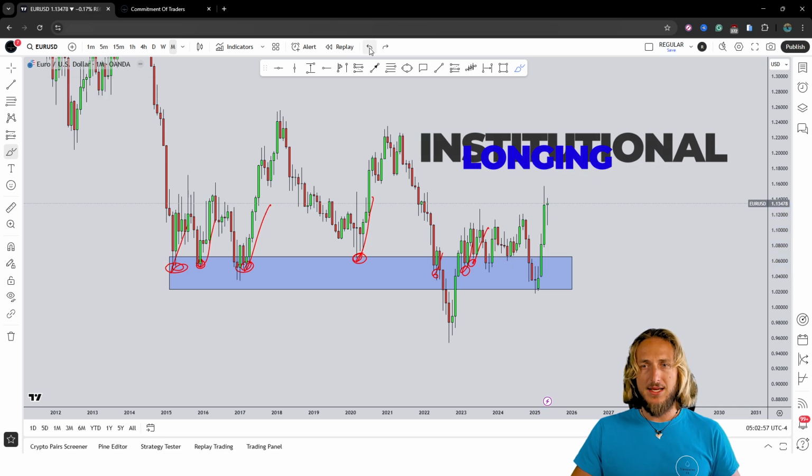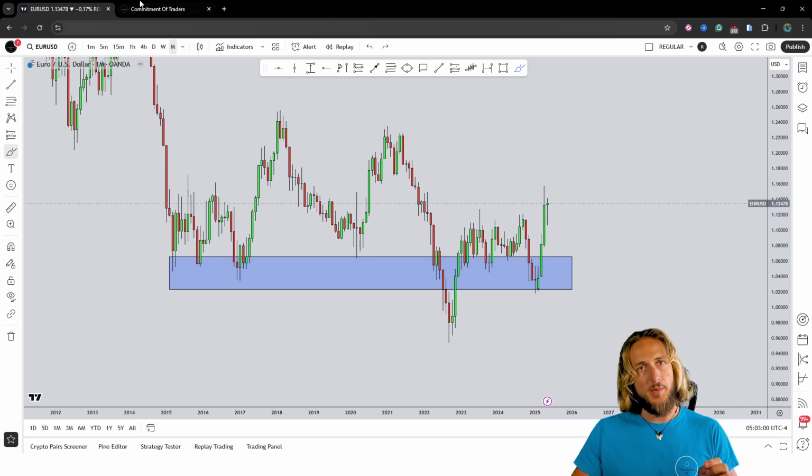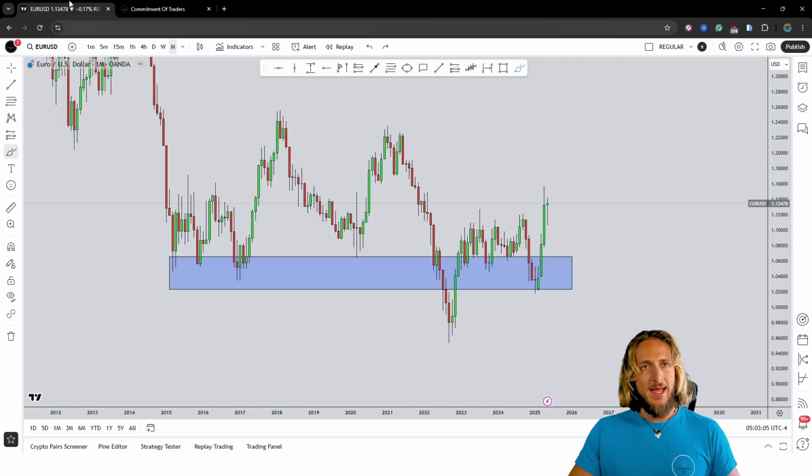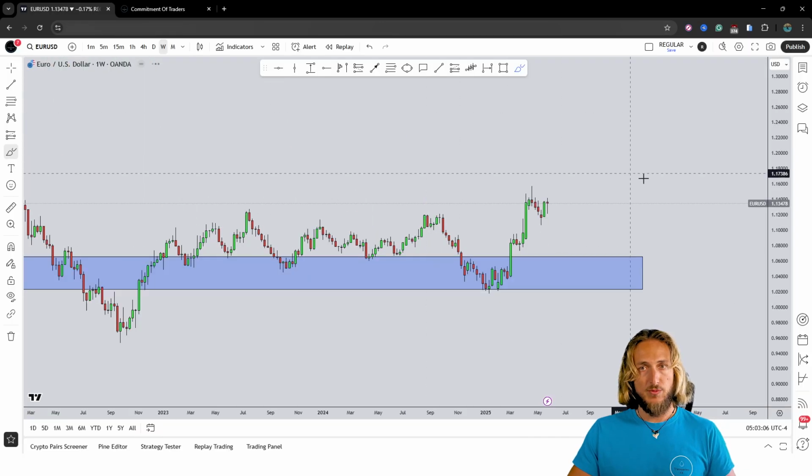And we will be speaking about the institutional buying in just a few moments when we move to the commitment of traders analysis. But for now, let's keep all of this in mind and drop down on the weekly time frame.